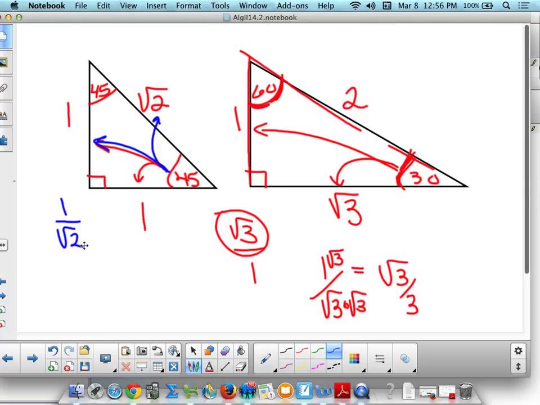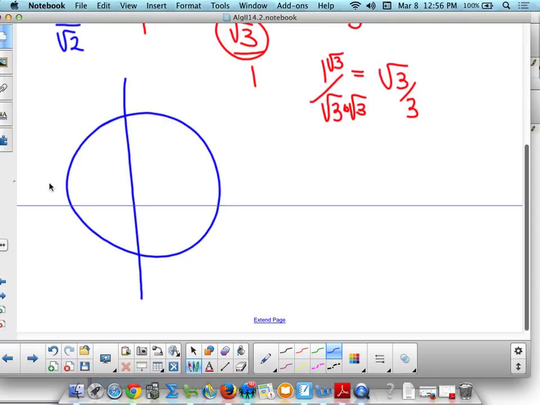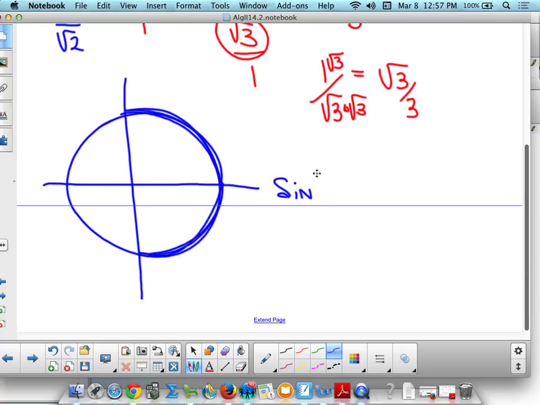So guys, if it's not one of the triangles, it might be the unit circle. And by the way, this is sine. Sine is defined to be here. You have radius 1. If I look at that, this is just y over r. Where's the y value? Negative 1.